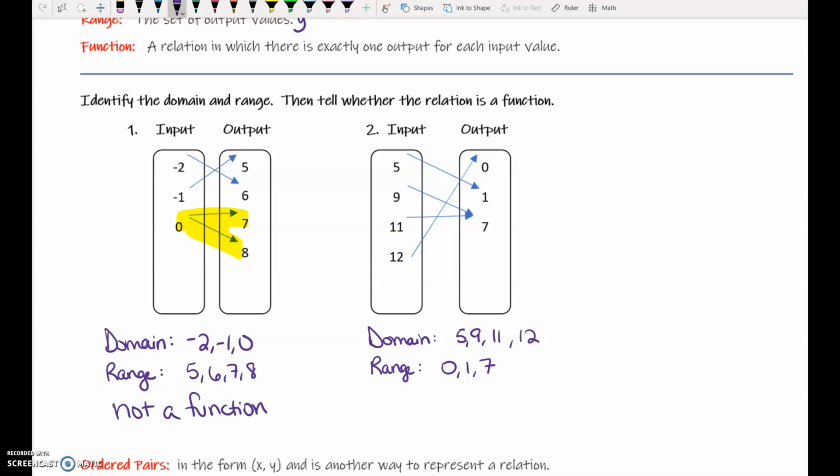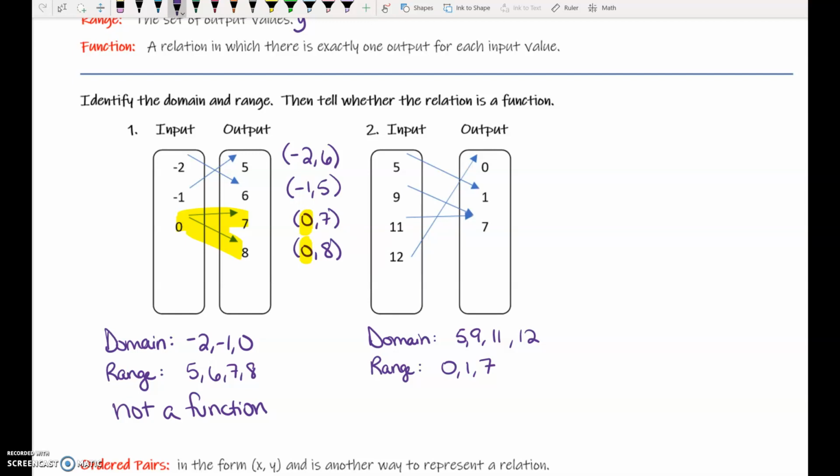We could take this mapping diagram and create, I think the arrows are a little bit shifted, but I think you can tell where they're technically going. But you could create ordered pairs. One of these ordered pairs is -2, 6, because the input -2 maps to the output 6. Another one is -1, 5. Then we've got 0, 7, and 0, 8. The thing that you're looking for when you're deciding if it's a function or not is if there's a repeated x value. Repeated x values make it not a function.